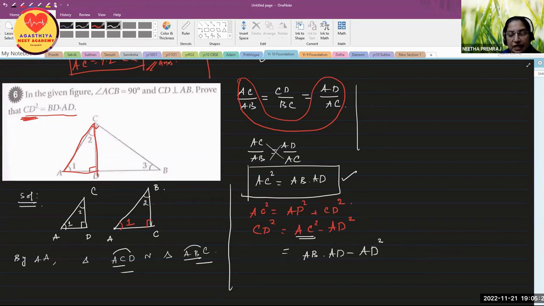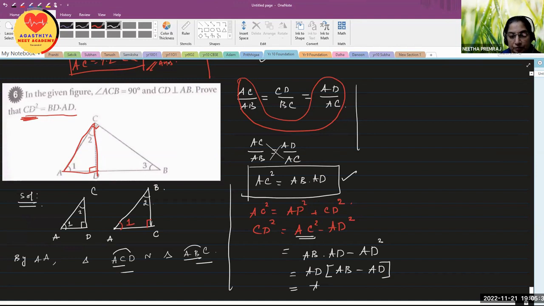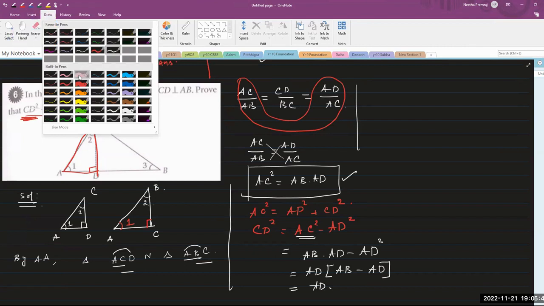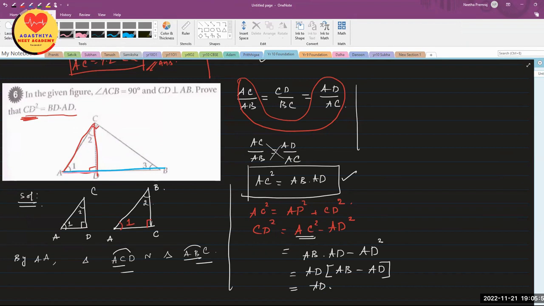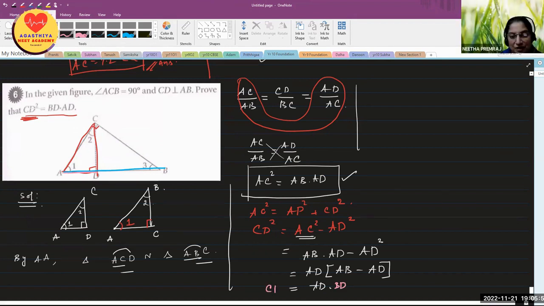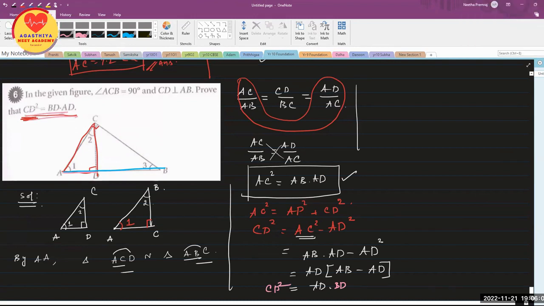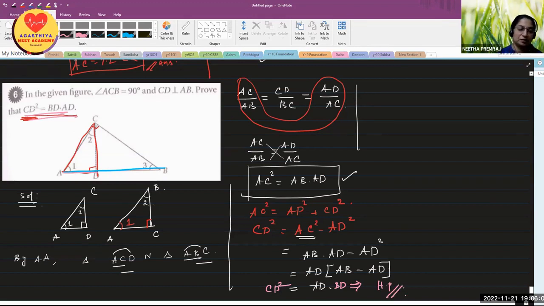See, in these two, AD is common. You can take AD out. If you take AD out, AB minus AD. AB minus AD is what? This is AB, and this is AD. BD, ma'am. BD. That is what you want to prove, isn't it? Yes, that is what you want to prove. Hence proved. That's it. Okay. Make a note of it, guys.